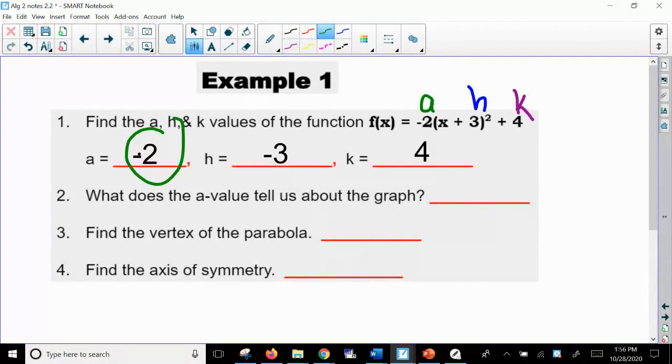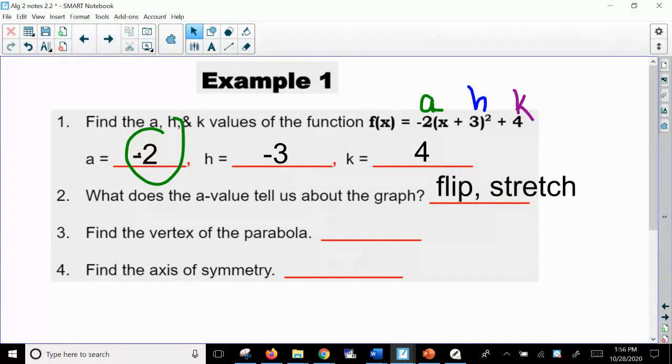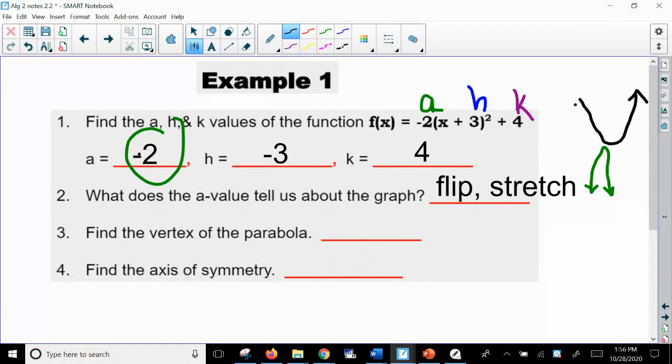Now, the a value determines if your parabola is going to get skinnier by stretching or wider by compressing. And it also tells you if the parabola is going to flip upside down, which is a reflection. Since our a value is -2, the negative is what makes the parabola flip or turn upside down. And the 2, anytime your a value is bigger than 1, that means it's going to get skinnier. So your regular parent graph of the parabola might look a little something like this, but sometimes our parabolas get skinnier or wider, and sometimes they flip upside down.